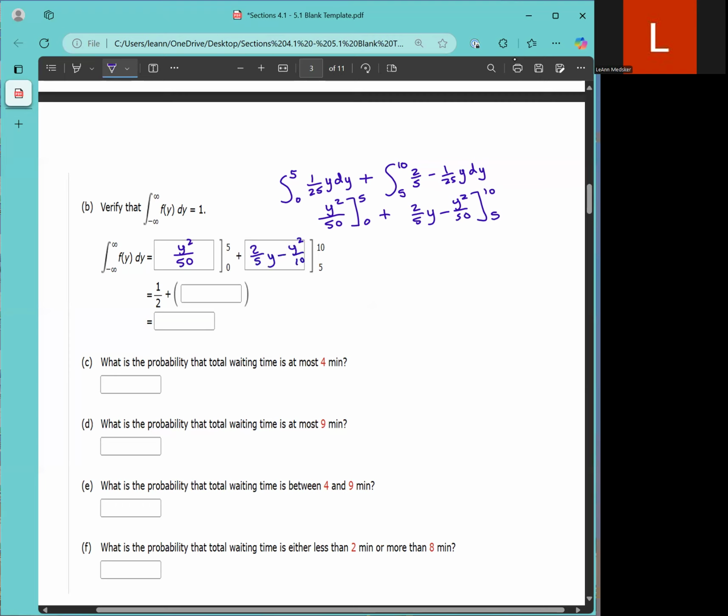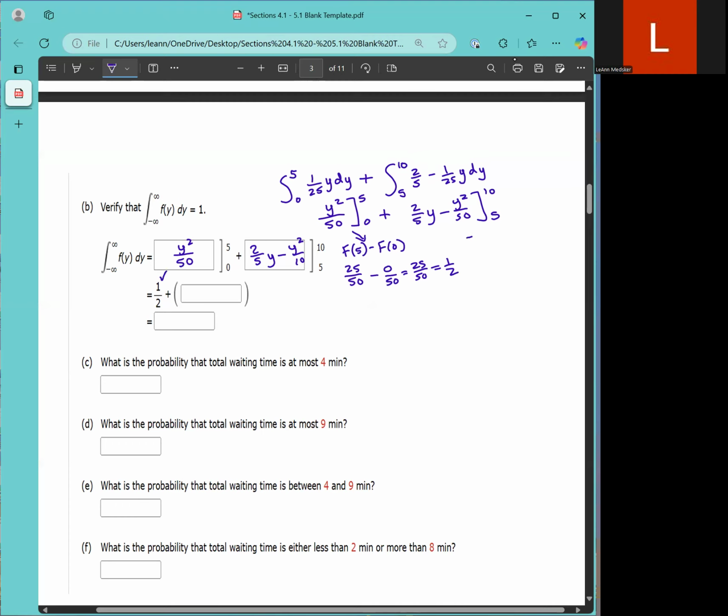Okay. If we evaluate these using the fundamental theorem of calculus, this one would be big F of 5 minus big F of 0. So that's going to be 25 over 50 minus 0 over 50. So that's just going to be 25 over 50, which is 1/2. Okay, so that's what we got here. They already got that one.